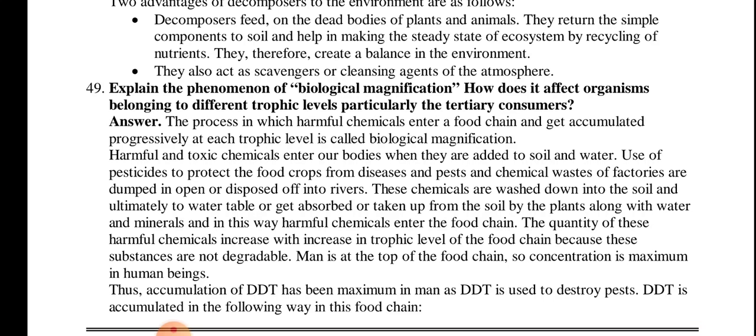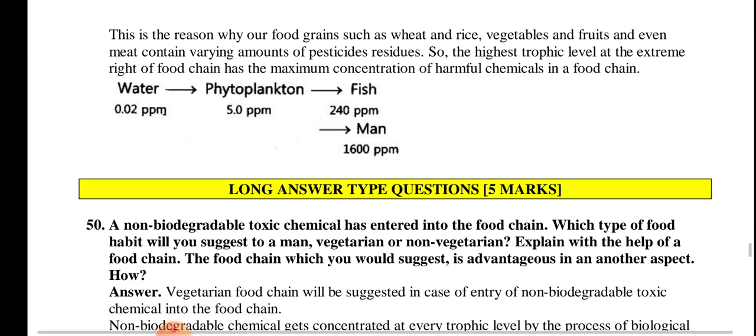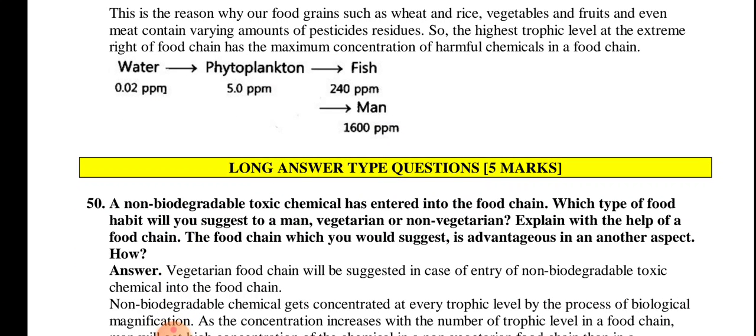The quantity of these harmful chemicals increases with the increase in the trophic level of the food chain because these substances are not degradable. Man is at the top of the food chain, so the concentration is maximum in a human being. Thus, the accumulation of DDT has been maximum in man as DDT is used to destroy pests. DDT is accumulated in the following way in this food chain. How does the chemical DDT enter the food chain?